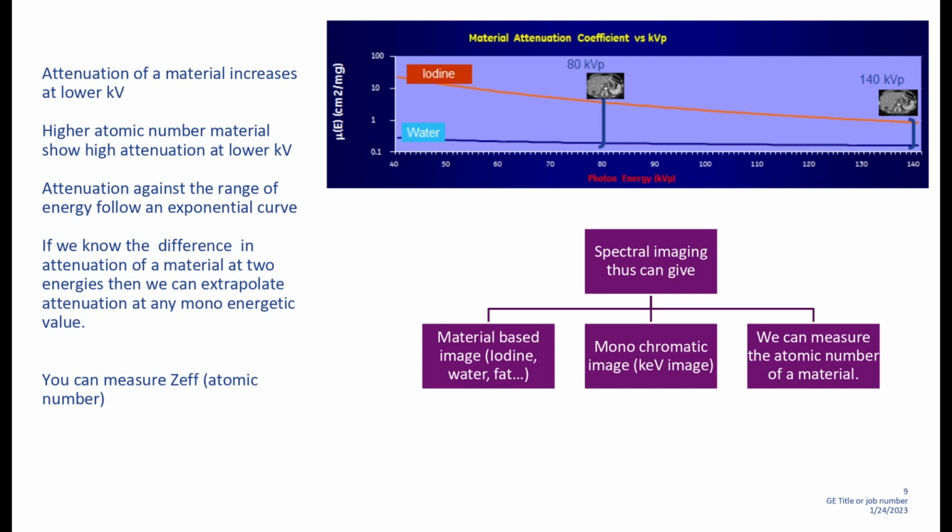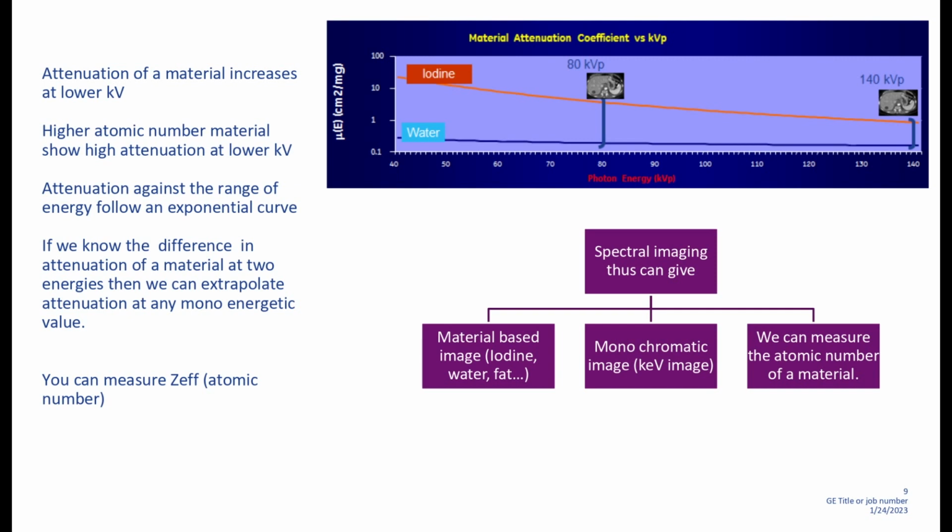So three types of images are seen: material based, monochromatic, and of course atomic number images or Z images. This is based on the attenuation of a particular material, the third one being atomic number, because you are exposing that material to energies. Now you know which material, you know the attenuation curve, then you put an ROI, and it will say what the attenuation is.